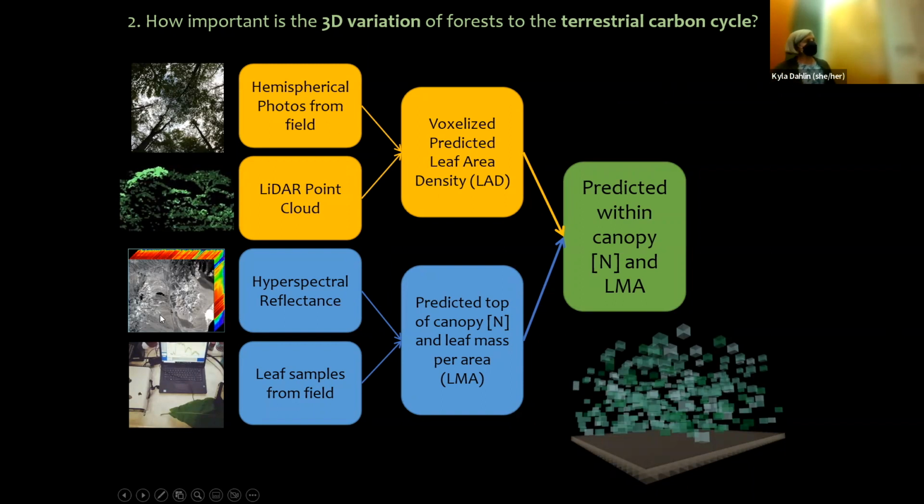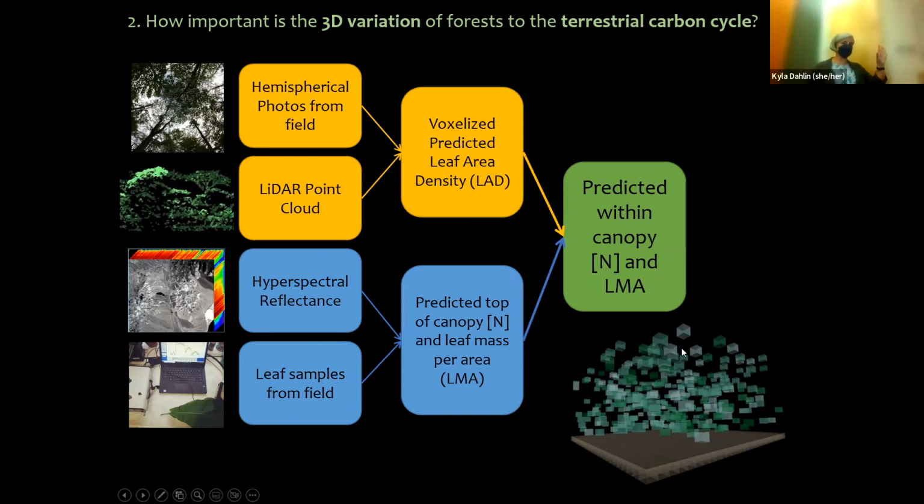And then from the hyperspectral data, we take samples from the field from the top of the canopy, and then we can make these top of canopy estimates of leaf canopy nitrogen and leaf mass per area. We also collected leaves through the canopy, so we can estimate not just the top of canopy leaf nitrogen and leaf mass per area, but how it changes as you go down through the canopy, to build these 3D models where for each cube, we know how much nitrogen is in the cube, how much leaf material is in the cube, and how thick those leaves are as well. We just spent maybe 5 years trying to make this work.